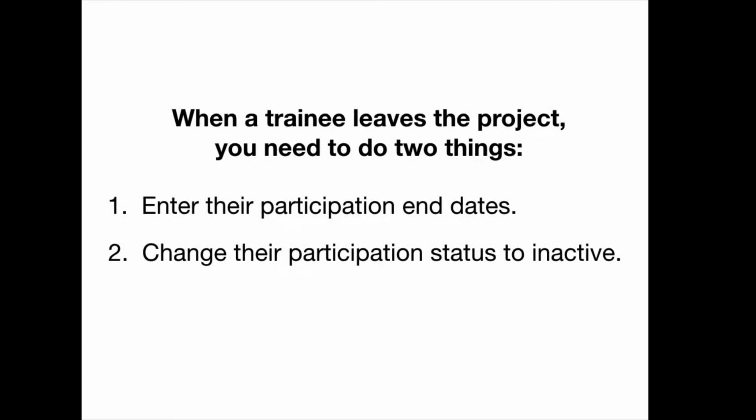If you're a researcher and you have a trainee who isn't doing research for the Track 2 project anymore, then you need to enter end dates for them and change their status to inactive. You'd need to do this for an REU student or an undergraduate who worked on the project short term, or a graduate student who graduates, or a postdoc when their position term ends.